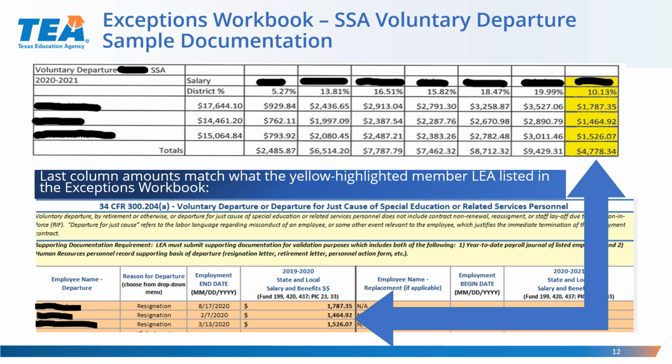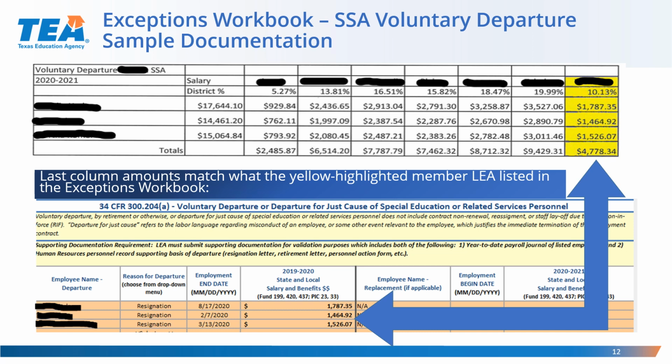Each LEA that is submitting the exception will use the percentage they contributed to the total salary. The chart shows the prorated amount by percentage for each member LEA. In this example, the yellow highlighted LEA's percentage is 10.13%. Therefore, this LEA can claim that percentage of the total salary amount listed for each departed employee, which is listed in the second column beside their names.